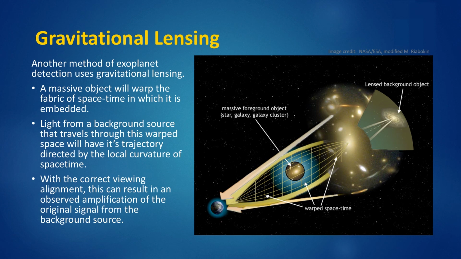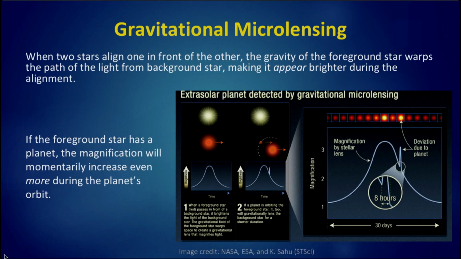Also, the warped space-time alters the trajectory of light or radiation traveling through it. It can bend this light, it can even focus this light and magnify or amplify it. And this is why it's called lensing. It's directly analogous to optical lensing with lenses and mirrors.